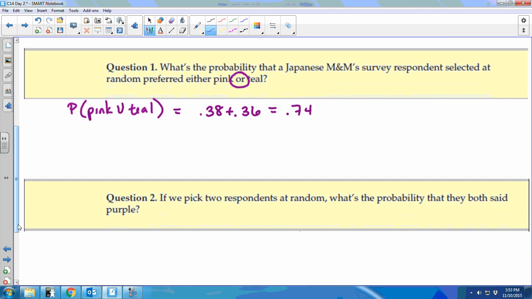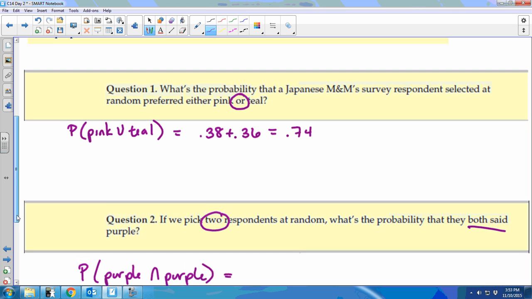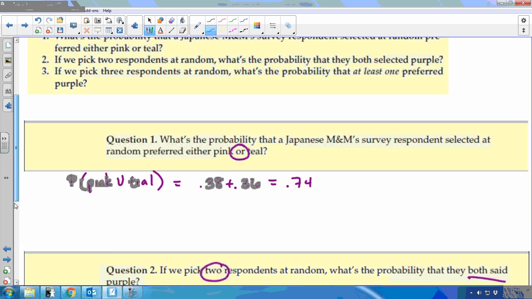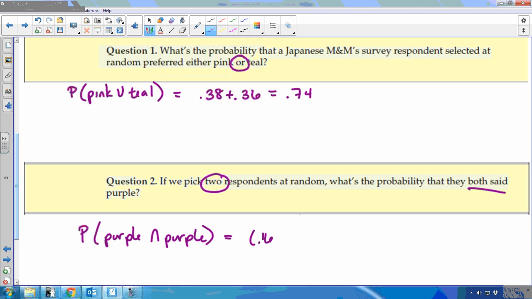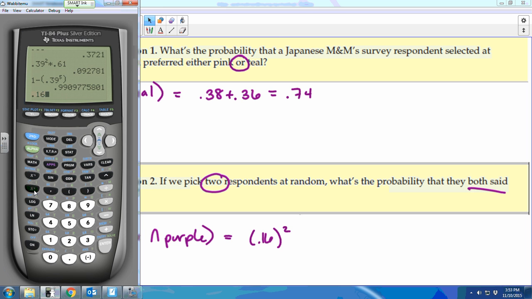Question 2. If we pick 2 respondents at random, so now we have 2 people, what's the probability that they both said purple? So now we aren't doing one or the other, we're doing both. Probably they chose purple, and the next one chose purple. So since we have 2 independent events, we can multiply. So 16% said purple twice. So 0.0256.